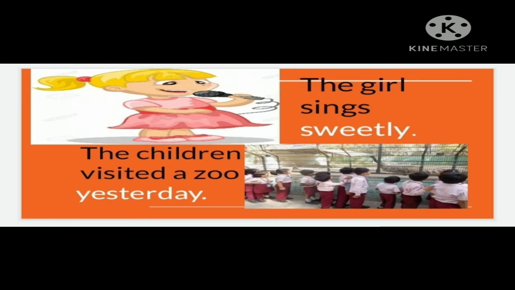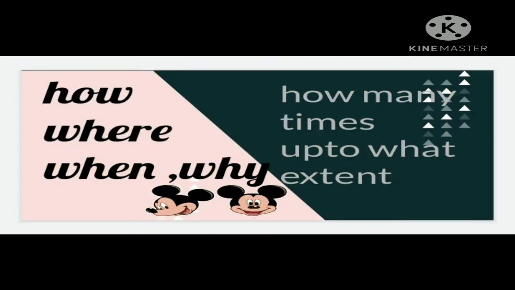Next sentence is: The children visited the zoo yesterday. Here the verb, that is the action performed, is visited, and the word yesterday describes when the work was done. That means when did the children visit the zoo. So yesterday is the adverb. In simple words, if any word tells you more about a verb, the action word, that is an adverb. So the adverbs answer the questions how, why, where, when, how many times, or up to what extent the work is done.